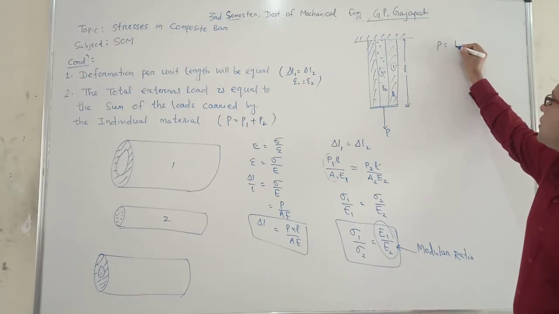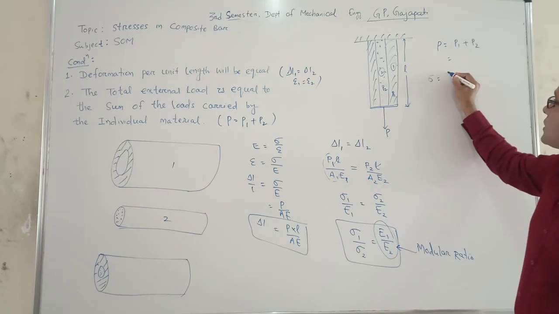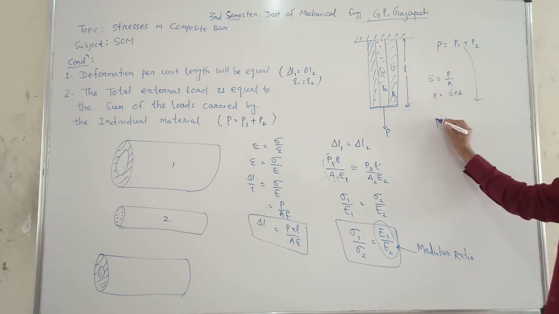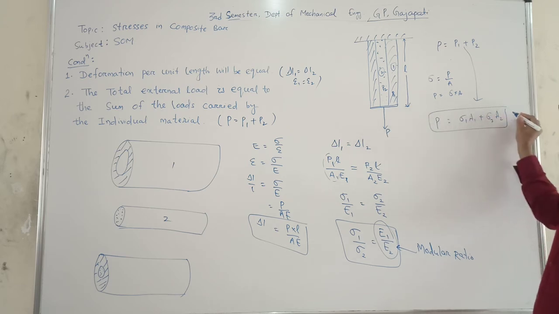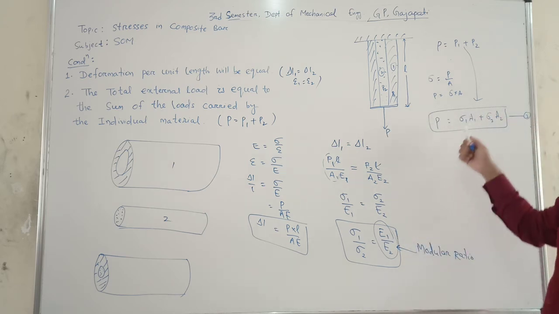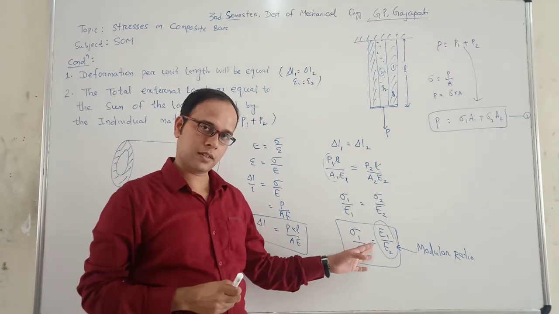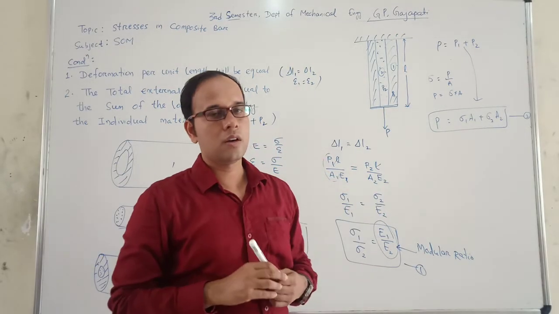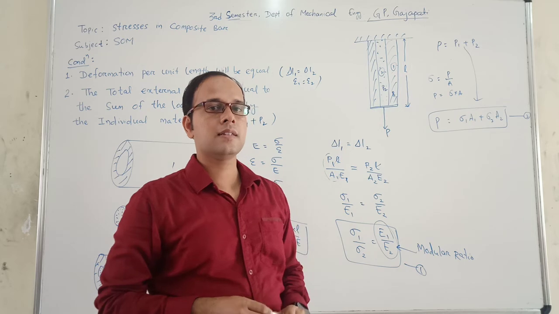Again we know P is equal to P1 plus P2. We know stress is load per area, so P is sigma into area. So P is equal to sigma 1 A1 for P1 plus sigma 2 A2 for P2. This is another equation. By using these two equations we can find the stresses. Some data will be given. Then by solving equation 1 and equation 2, we can find the stresses of the individual sections.